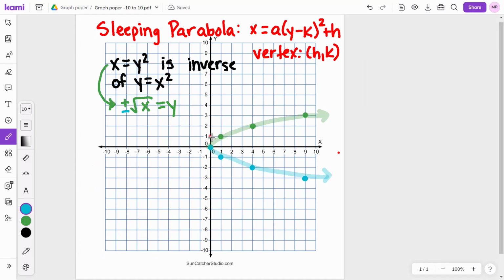So I'm going to be going up 1 and down 1. So up 1, 1 squared is 1. So I go out 1. Up 2, 2 squared is 4. Up 3, 3 squared is 9, and so forth. So let's do one where we have it being transformed.